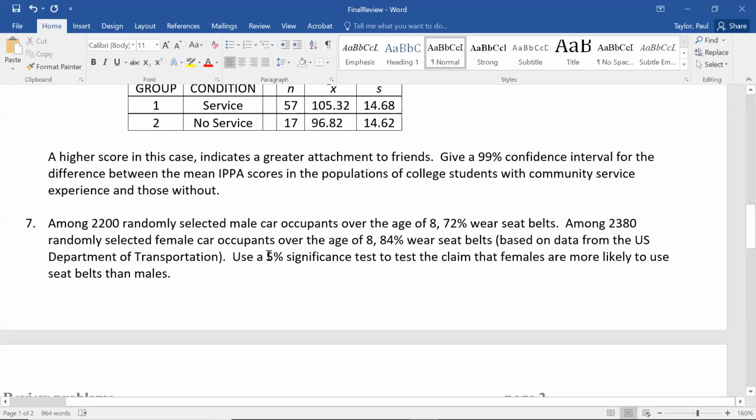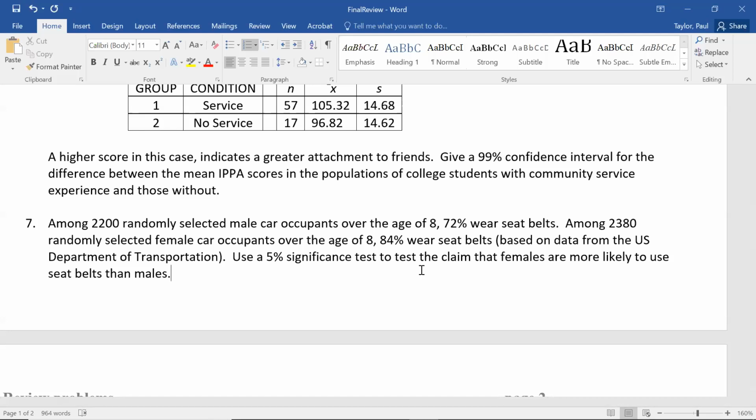So let's use a 5% significance test to test the claim that females are more likely to use seatbelts than males. So for each individual in this study, we have 2 pieces of information. Are they male or female? And did they wear their seatbelt, yes or no? So this is 2 variables, and they're both categorical. It's male or female, seatbelt, yes or no. Neither of those are numbers.